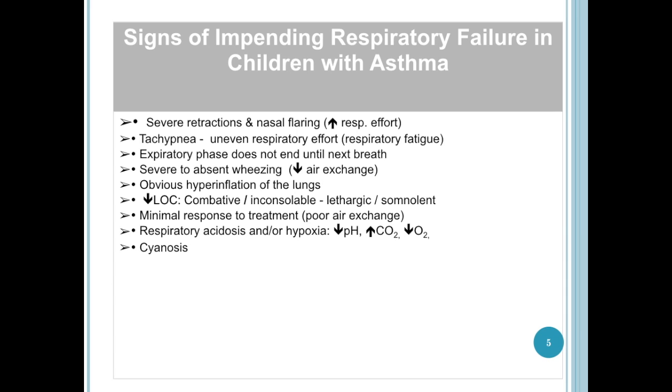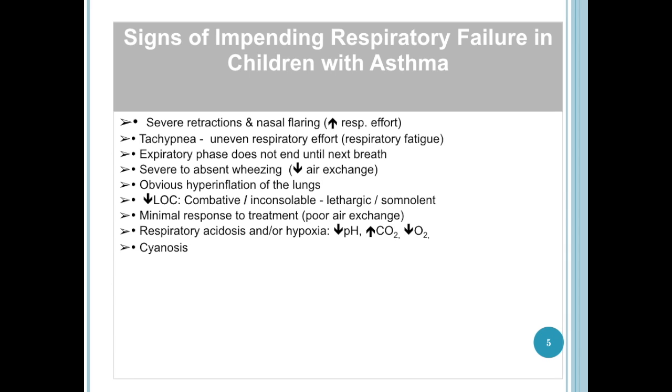Severe to absent wheezing in a known asthmatic is a bad sign because there's no air exchange whatsoever. If they have hyperinflated lungs, that's obvious, so they look like they actually have a barrel chest. When the child starts becoming combative, inconsolable, and then moves on to lethargy or somnolence, this is a bad sign. When we treat the child with everything that we have available to us and there still isn't a good response, that child is ready to have a respiratory arrest.